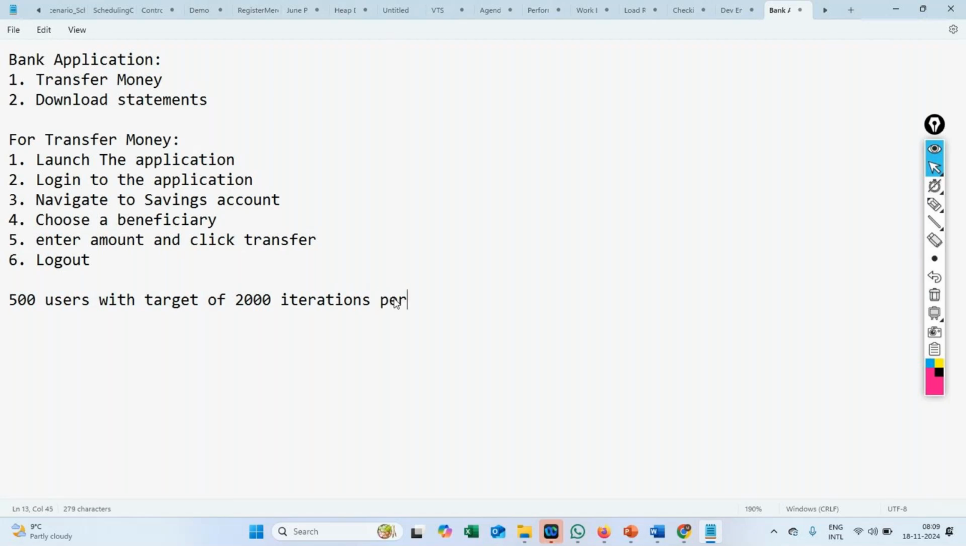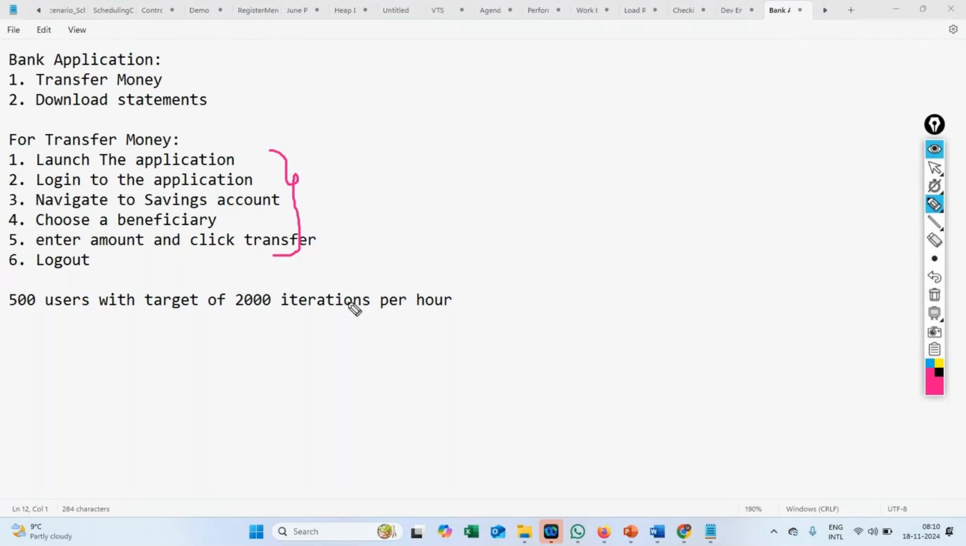So this will be per hour. Generally, whenever you get any requirement, mostly we get it per hour. So this is 5000 users with 2000 iterations per hour. What do you mean by 2000 iterations? That means if all of these transactions get executed once, that is one iteration. So if they get executed 2000 times, that is 2000 iterations.